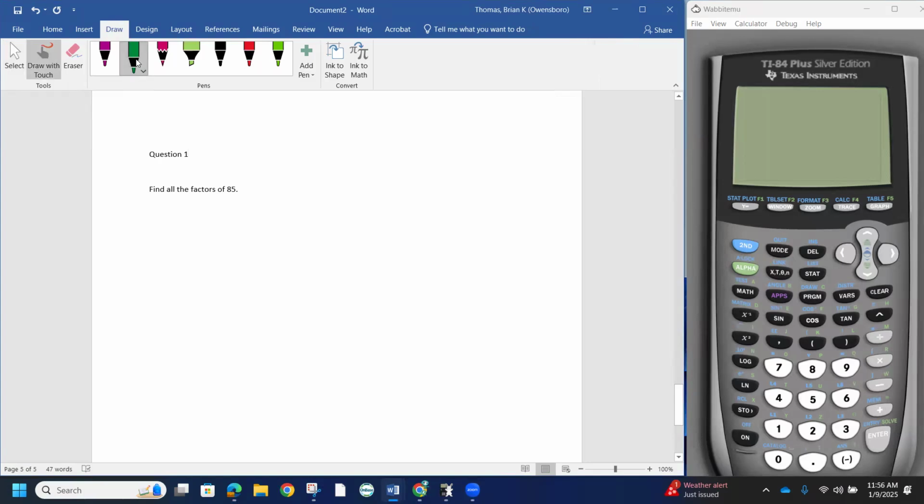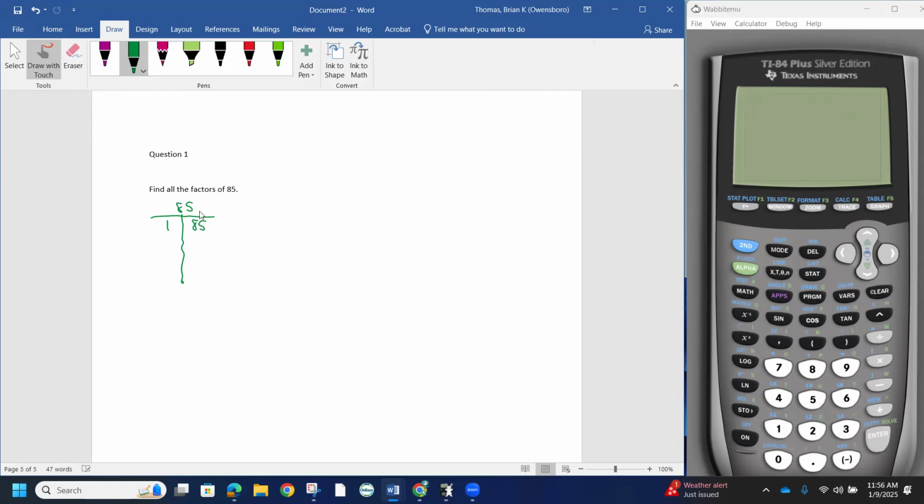To find the factors of 85, I usually use a T-chart as an organizer. I'll put the 85 up above it, and I'll just start with number one. Is one a factor of 85? In other words, can you multiply one by a number to get 85? Well, 1 times 85 would be 85.